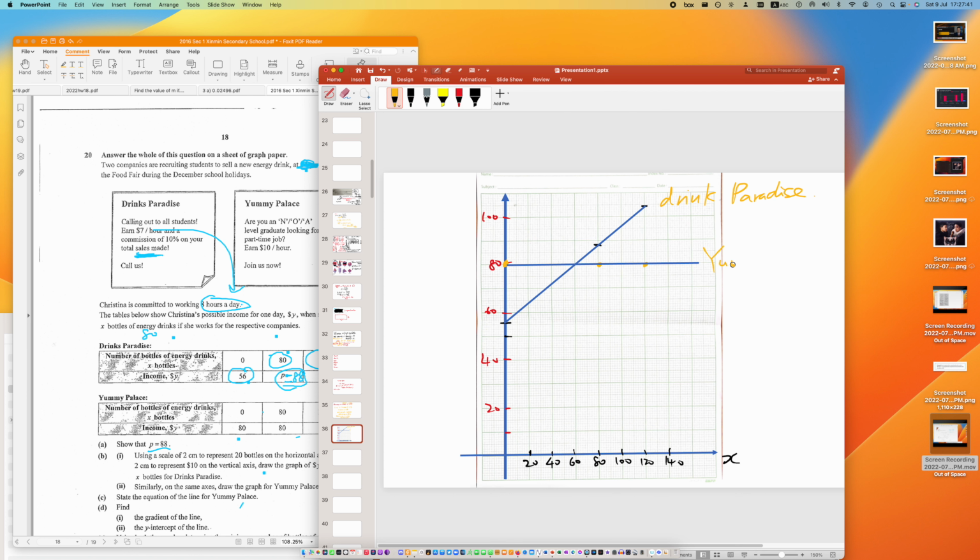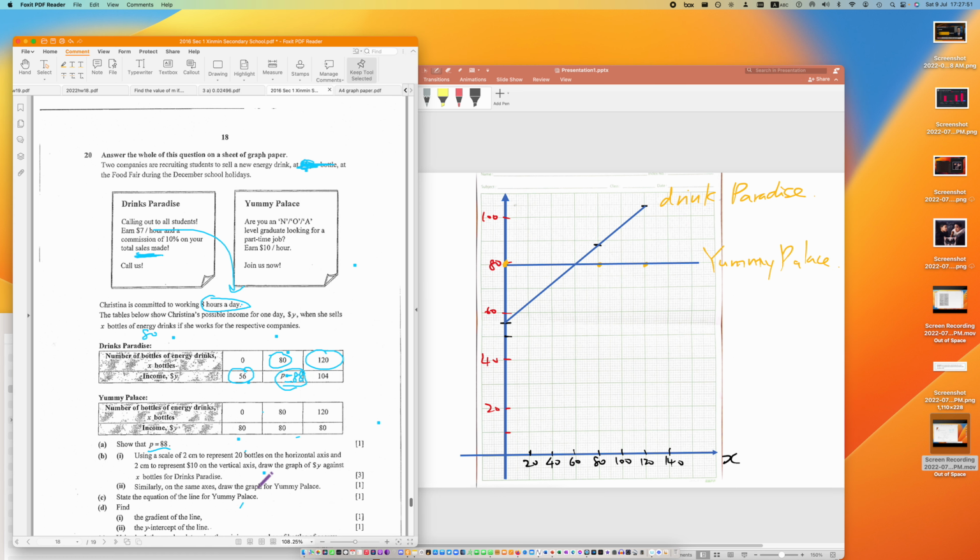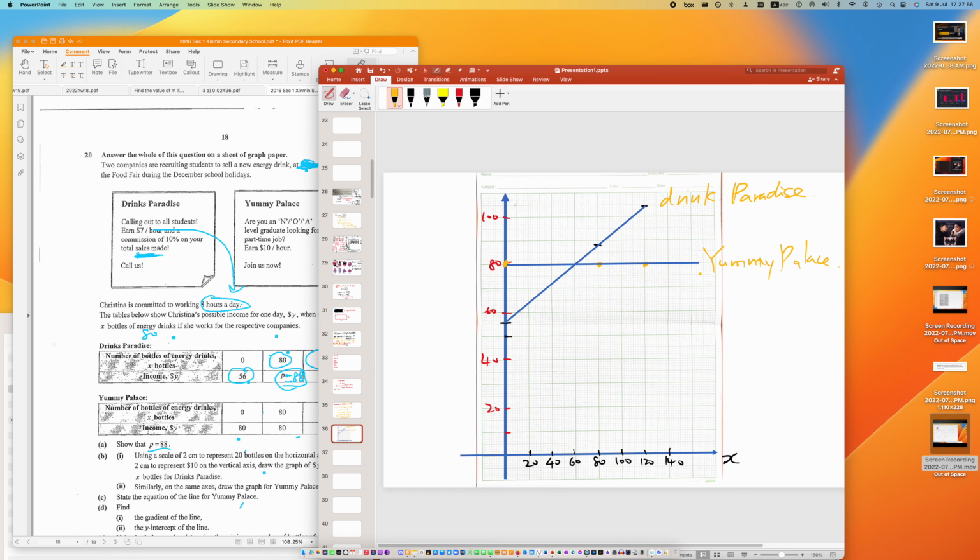Yummy. Okay, what do they ask? State the equation of the line for Yummy. Yummy is good. Yummy is what? This is y, this is x. This is y equals 80.